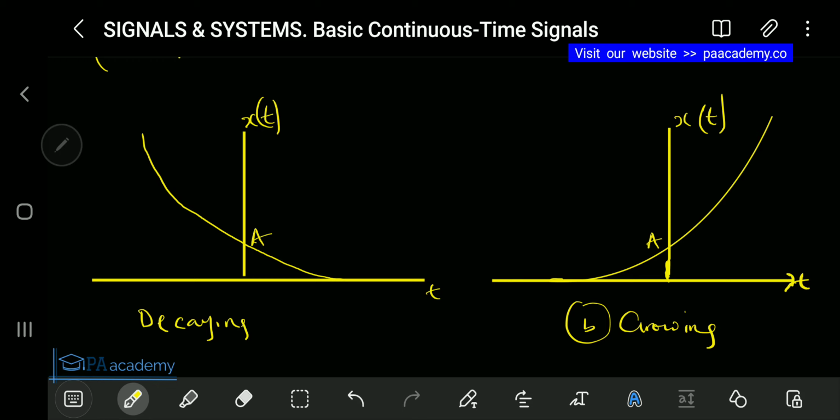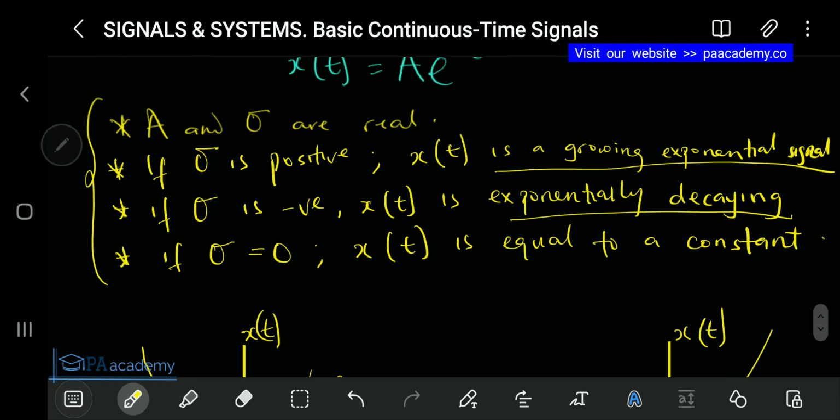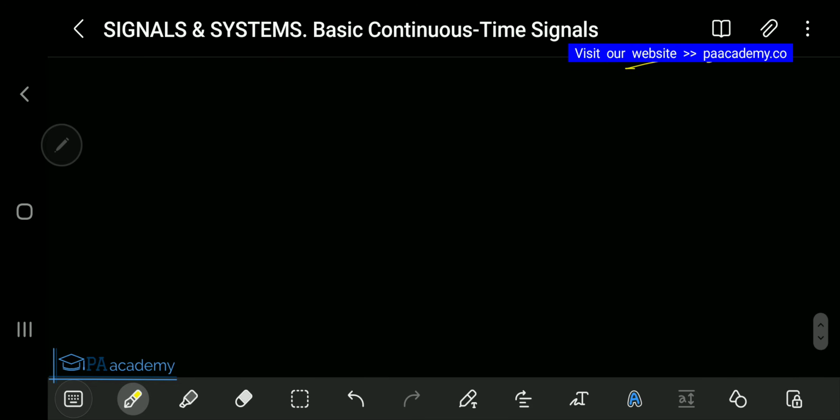Exactly. So once you see this, you should know that this is decaying. And when you see this, you know that this is growing. Exactly. All right. So I hope you find value in this. So let's go to the 7th one.